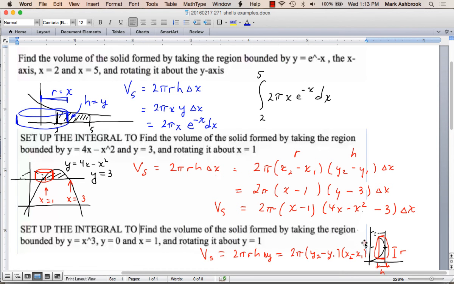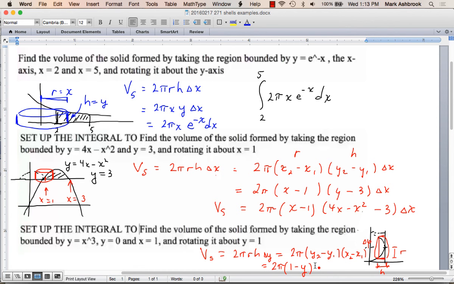Then delta y. Since it's delta y, we're going to change these x's to y. So that's y2 minus y1, upper y minus lower y. What's the upper y value? That's 1, the center of rotation. Minus? No. Cube root of y is equal to x. It's a change in y. The integral is in terms of y, and we want the change in y. So that's just the y coordinate of that thing. 1 minus y.